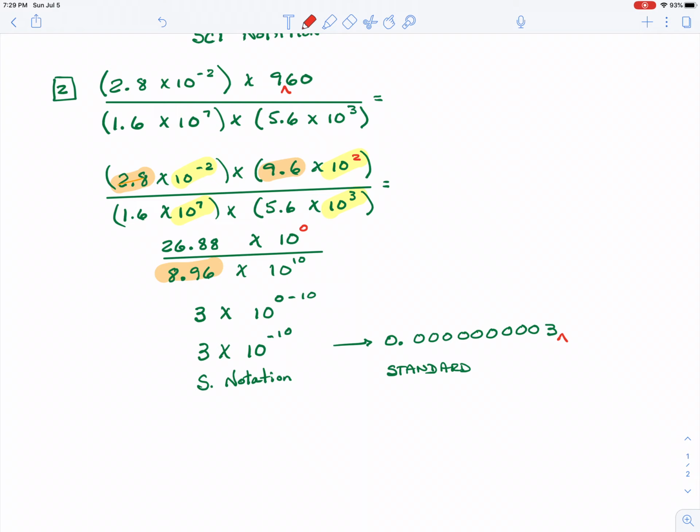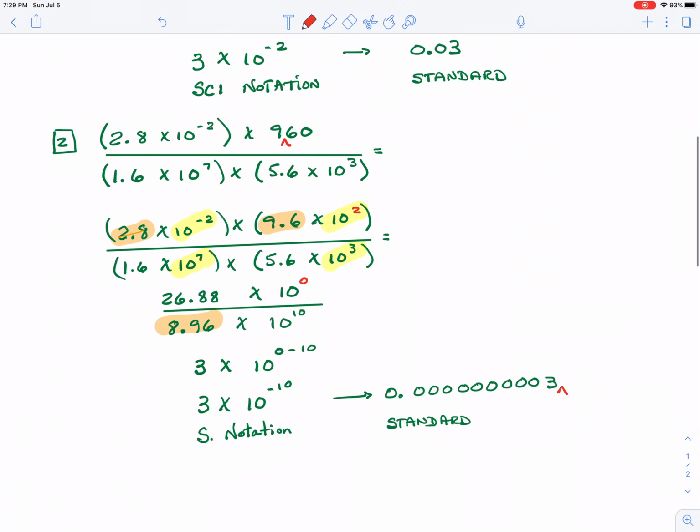All right, so I'm hoping that this is correct, and I'm hoping that this will help with working with scientific notation, multiplication, and division.